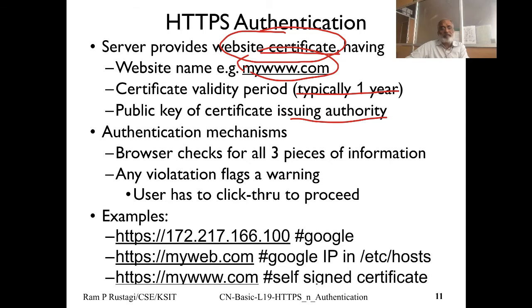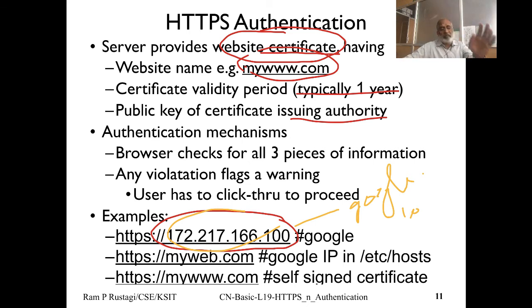Just to give an example, let's find out Google's IP address and access the same IP address using HTTPS. The user has entered the IP address, but the Google certificate says google.com. The browser sees that the certificate says google.com, but what the user entered is this. There is a mismatch, so the browser displays a warning and says something is wrong.